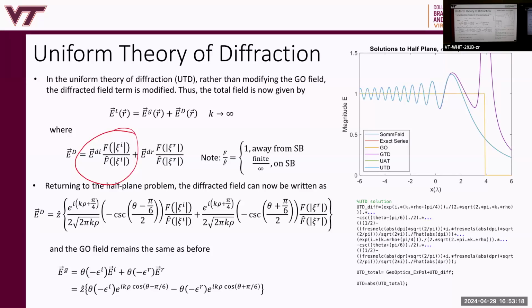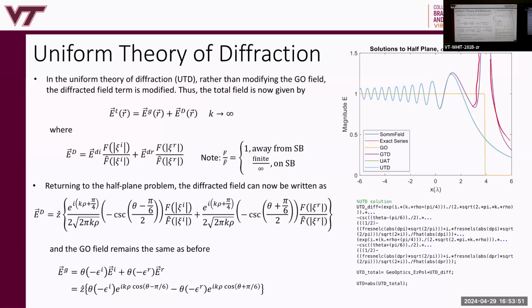Okay, so before we had F minus F hat. Now we're doing F divided by F hat. And we take the absolute value of the detour parameters. So like this, right? So what are the properties of this ratio? It's equal to 1 when we're away from the shadow boundary, where we already know that GTD does well, right? And when we're on the shadow boundary, it's some finite number divided by infinity, so it goes to 0, right? Okay, good.